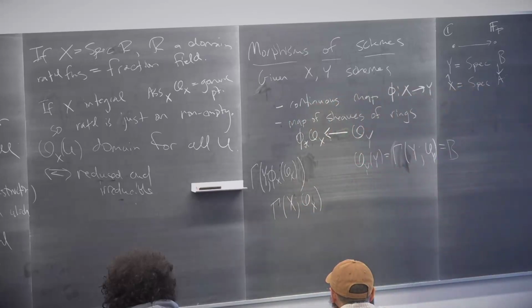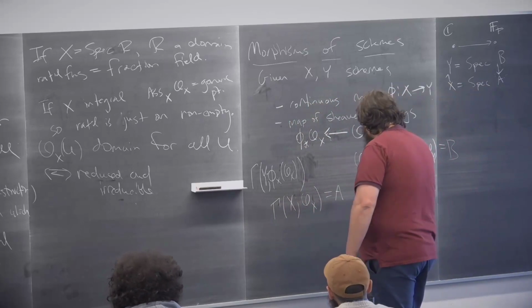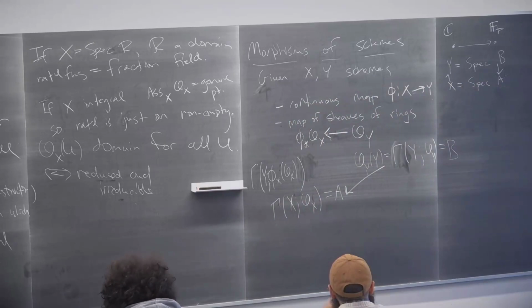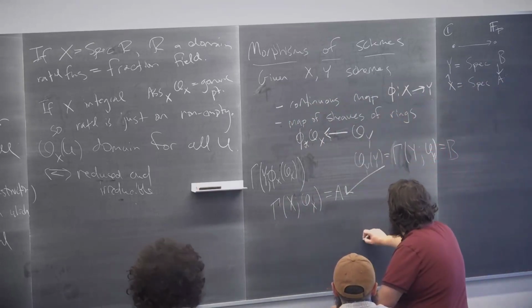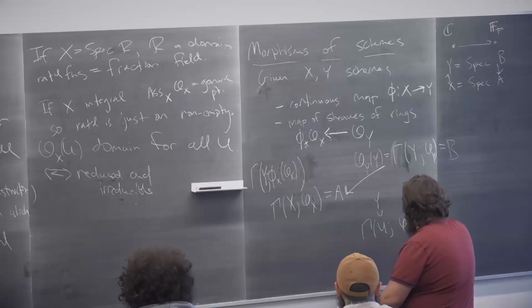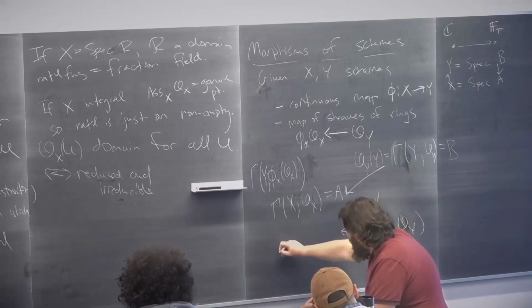So here I get sections on X of O of X. That's A. And so I want to map this way. So more generally, what I'm saying here is I want to map from sections on U, which is an open subset of Y, of O of Y, to map to sections of the push forward.